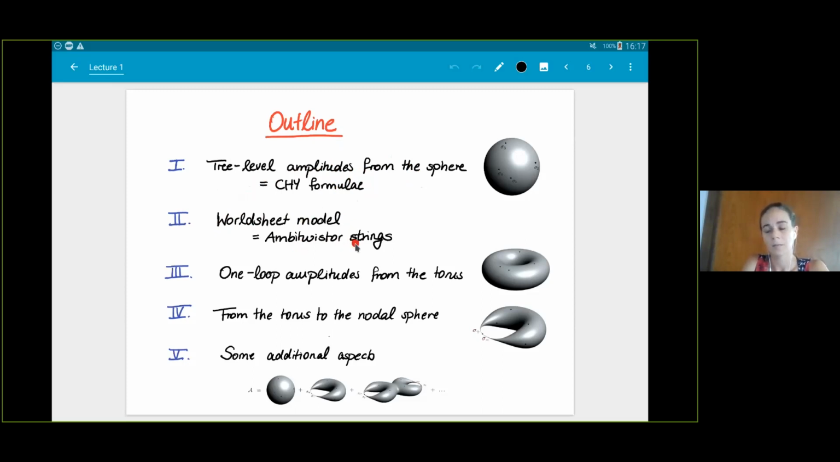This is often called the ambitwistor string. And in lecture 2, really, we won't be able to get to anything new. We won't calculate any new amplitudes, but it's important to set this up because without a worldsheet model, there's no way we can even guess the amplitude at one loop.